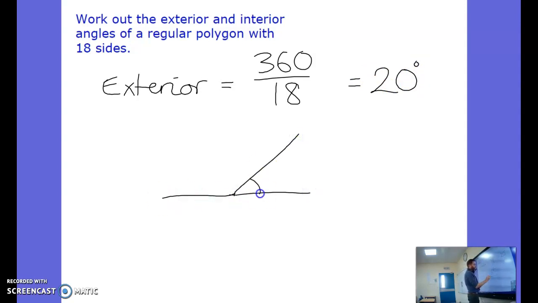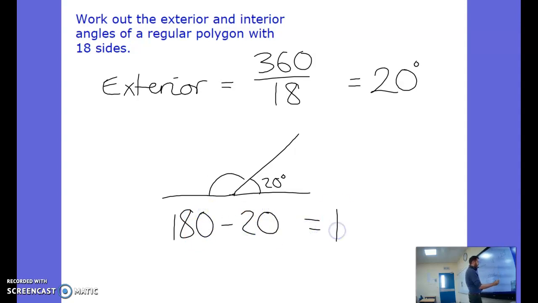So if I imagine that's 20 degrees, that's my exterior. To work out the interior, we take away from 180, 180 minus 20, and that is 160 degrees. So simple as that. Finding the exterior and interior angles of regular polygons: 360 divided by the number of sides, take away from 180. That's it. Easy stuff.